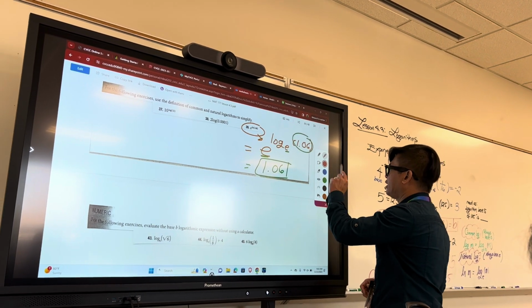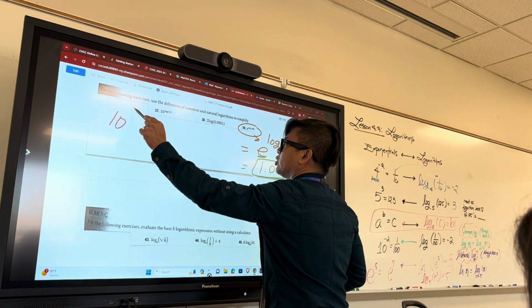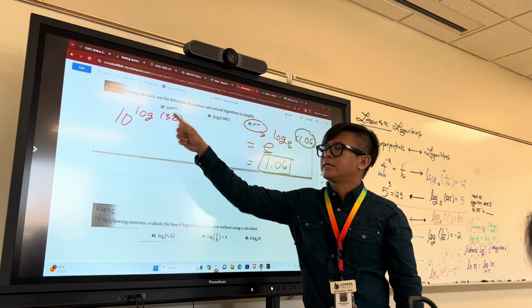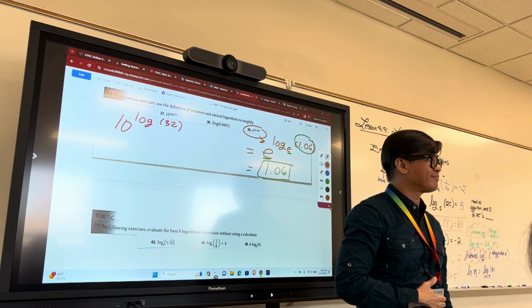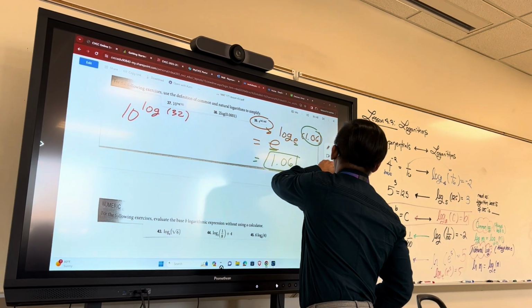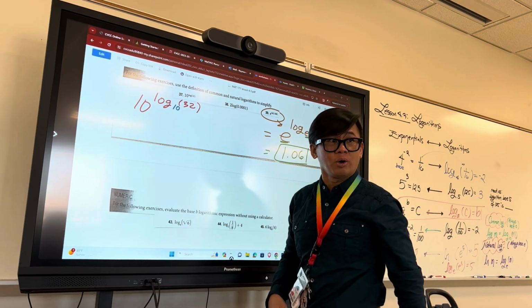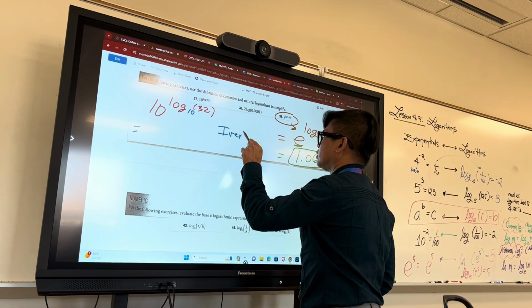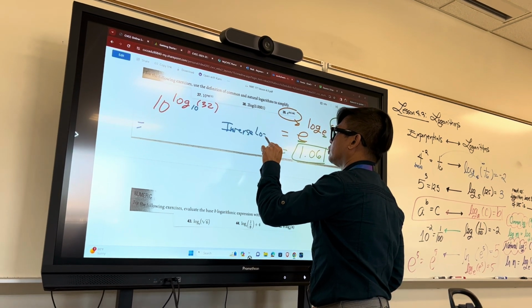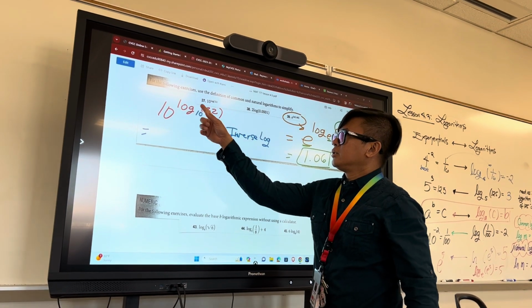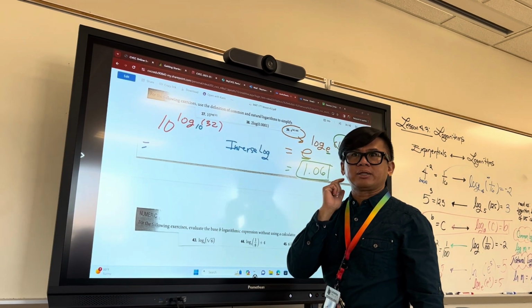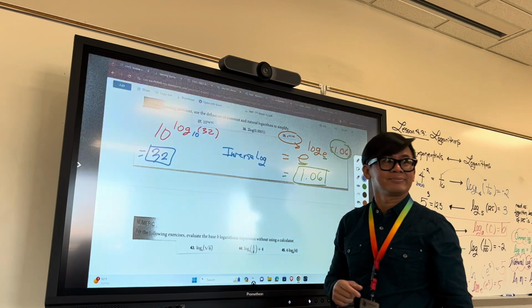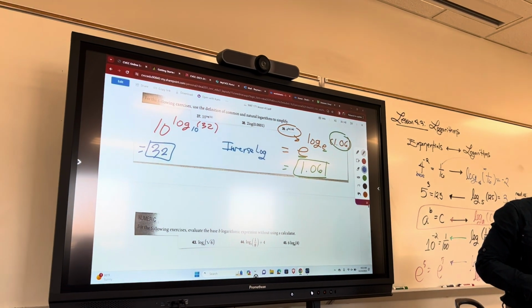Similarly, for number 37, if you have 10 to the log 32, that's a common log, which means if there's no base, automatically the base is 10. Very good. So if there's no base, this is base 10. By the inverse log property, the base and the base in here are the same, so automatically the answer is 32. Are we good, guys? Okay.